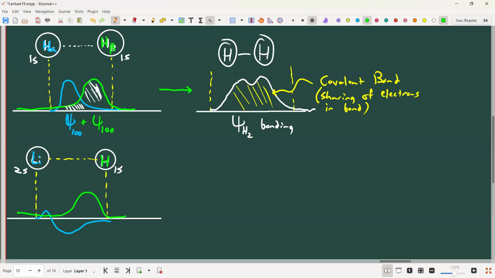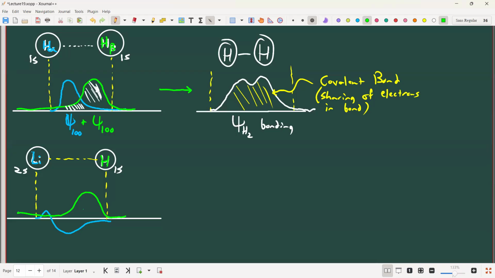Okay. So what happens when you add them? Well, you're going to take this positive amplitude and add it to this negative amplitude. We get destructive interference.